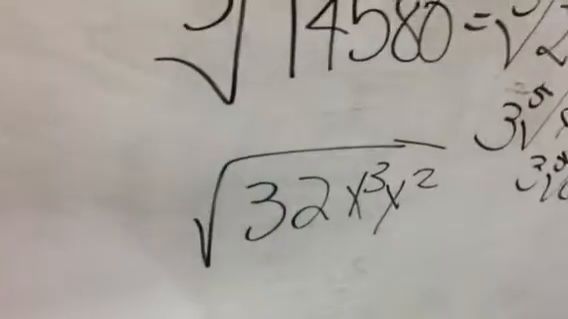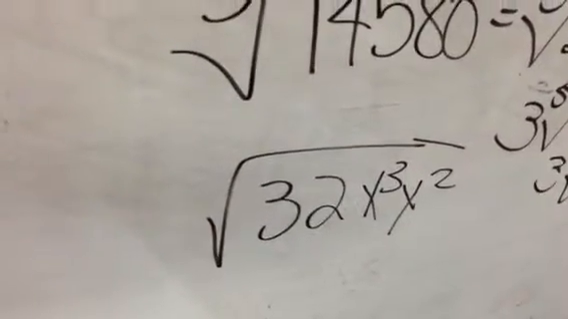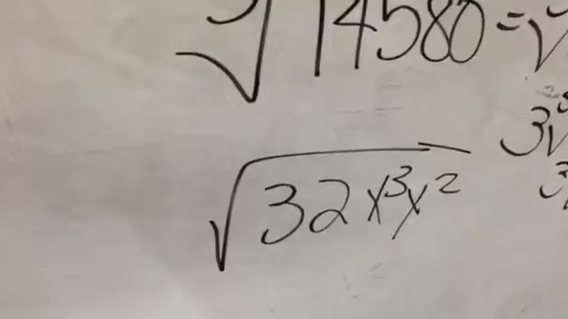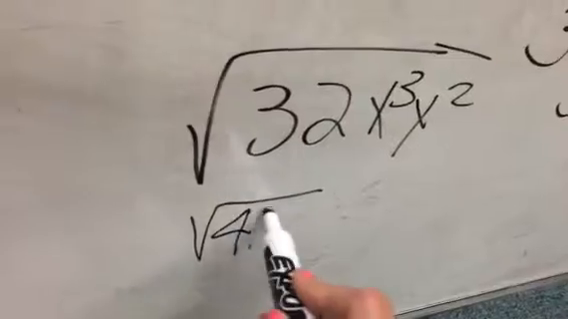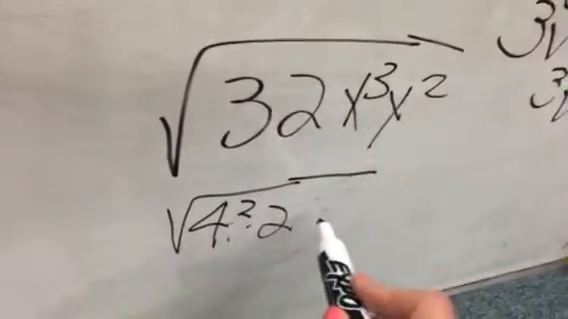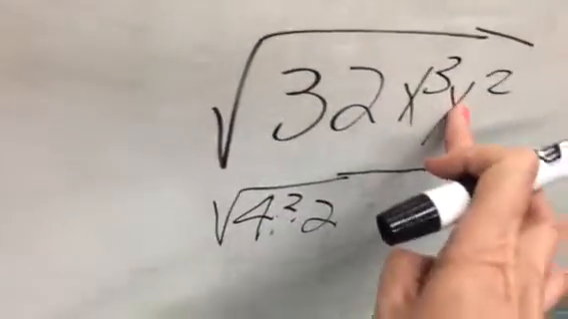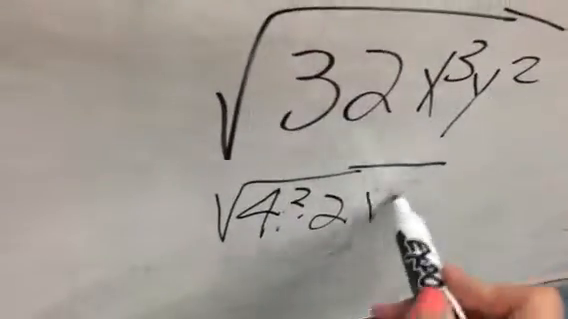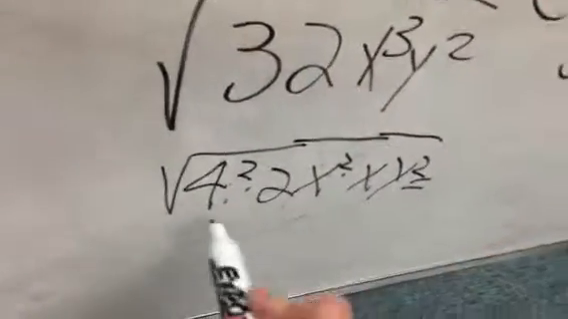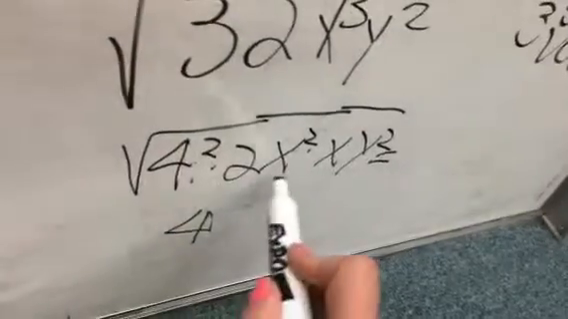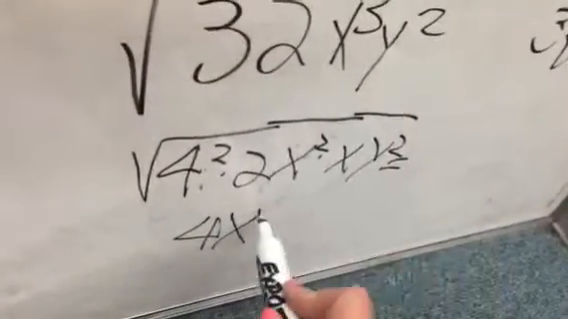And then finally, the square root of 32x cubed y squared. So we're back to square roots because there's no little number there. 32 is going to be 16, which is 4 squared, times 2. Then I'm going to break everything down into squares. x squared times x would be x cubed, and y squared. Why did I do that? Because the 4 pops out, the x pops out, the y pops out, and what am I left with? I'm left with 2x.